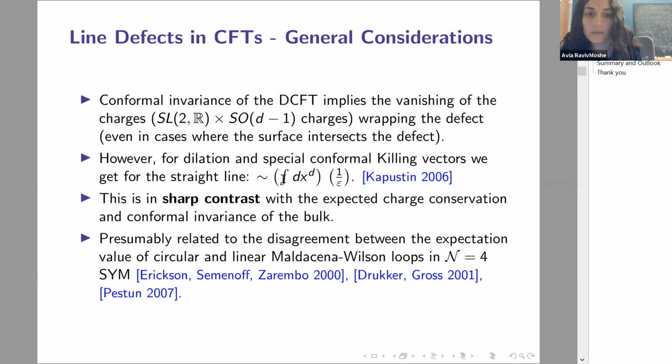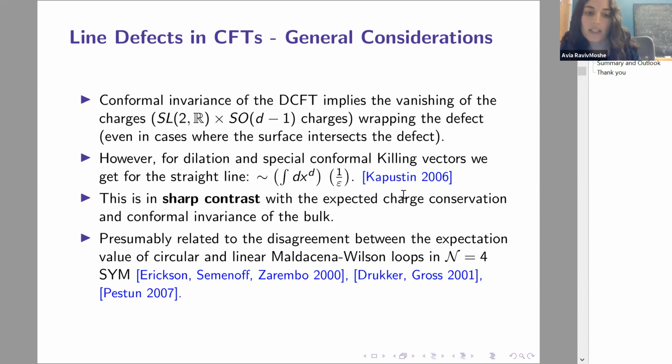We get this term, which goes like the length of the cylinder times 1 over epsilon, where epsilon stands for the distance from the line operator. This phenomenon, this double divergence, was first observed in the paper by Kapustin. Now, this divergence is in sharp contrast with the expected charge conservation and the conformal invariance of the bulk, because these charges must vanish, and here for the infinite cylinder, they don't.